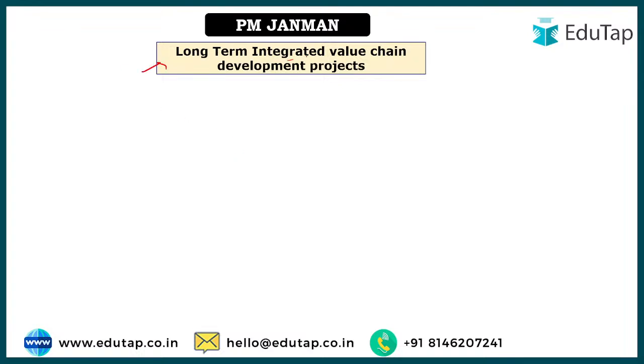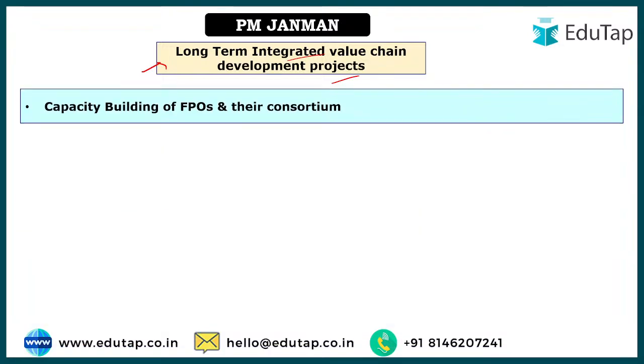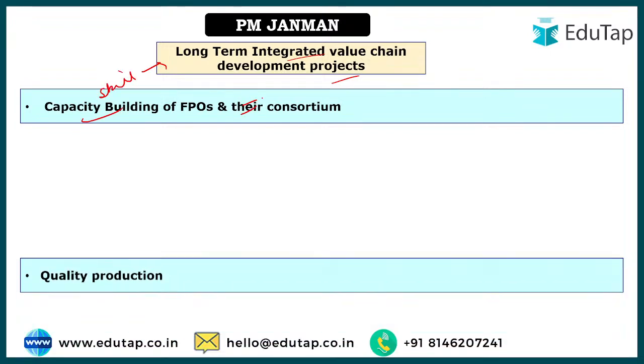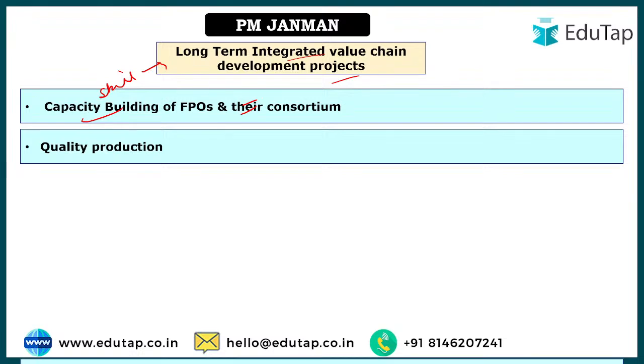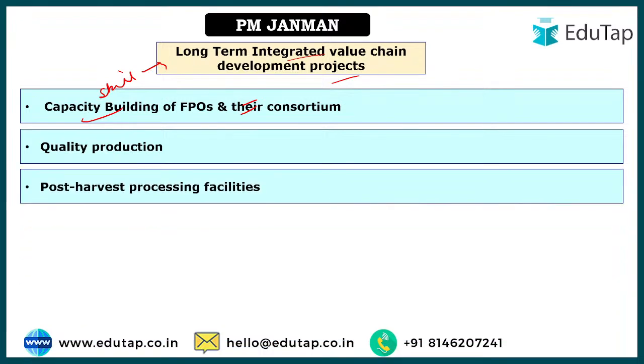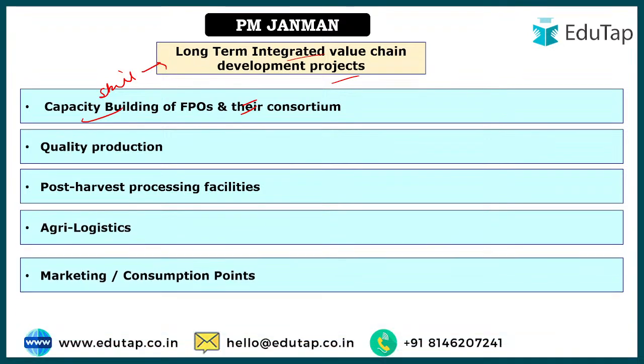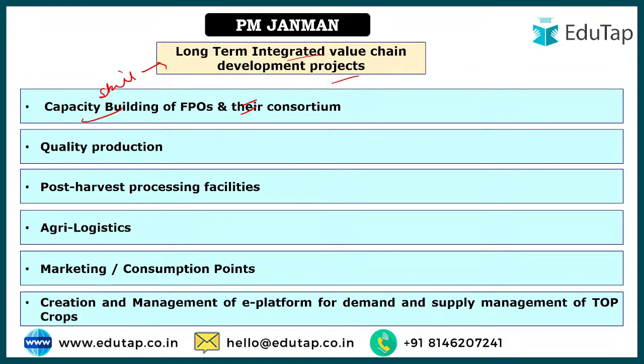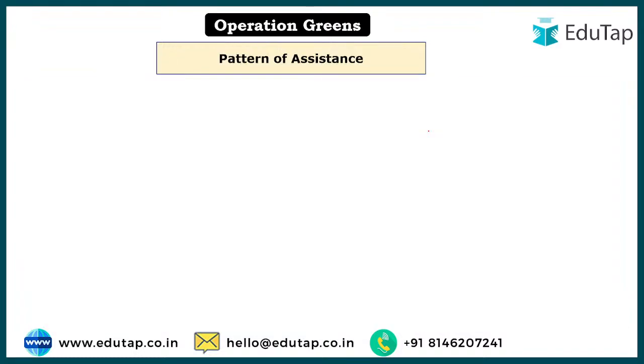Next is long-term integrated value chain development. Now in this, first of all, what are the things that are included? First of all, capacity building. Capacity building is skill development of FPOs, okay, and the consortium, meaning whatever group they have. Quality production will be kept in mind under the particular strategy. Post-harvest processing facilities, proper agri-logistics, marketing, consumption points, and creation and management of e-platforms for creating demand and supply of top as well as the total crops.